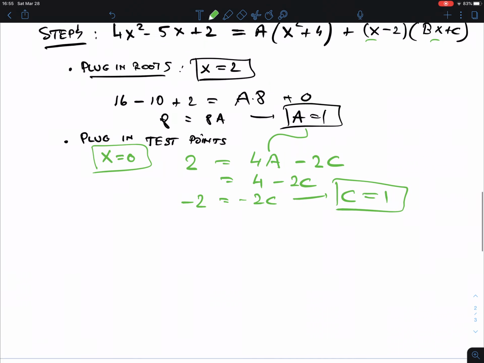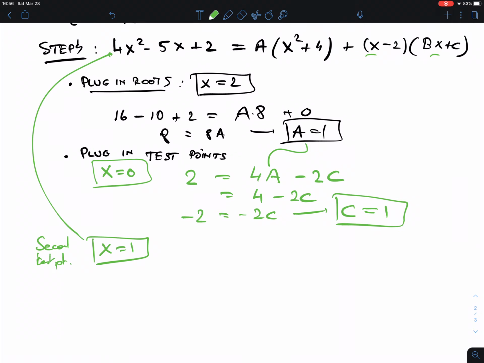Well, another point. So second test point, because I still need b. Again, I should take something I have not used, so x equals 1. But this is just an example, right? You can take anything you want here. So plug this in. Always in this equation, 4 minus 5 plus 2 equals a times 5, right?